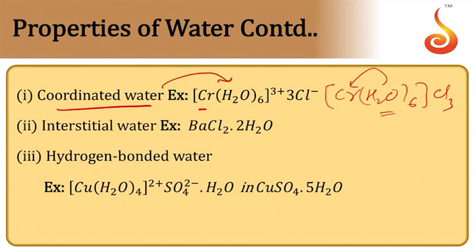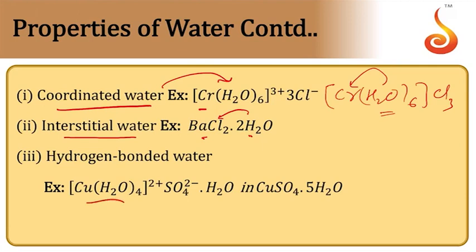In some cases, water occupies the interstitial sites of the crystal structure of the salt. For example, in the case of BaCl2.2H2O, the 2 H2O water molecules occupy the interstitial sites of the BaCl2 crystal. That is said to be interstitial water, where the molecules occupy the interstitial sites in BaCl2. And in some cases, it forms hydrogen bonds.